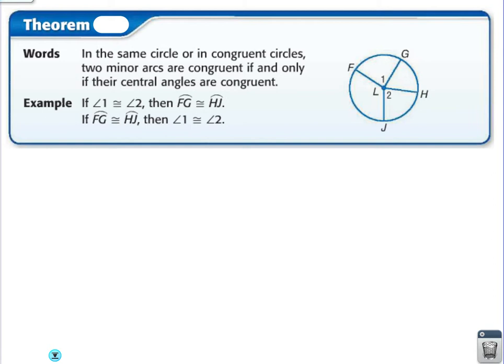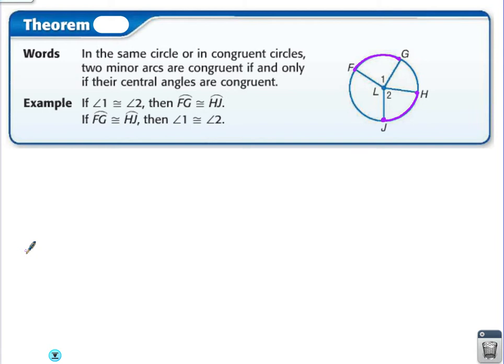In the same circle or in congruent circles, two minor arcs are congruent. Let's stop there. Don't even try to read the rest of it. Just tell me. The only way that arc FG could be congruent to arc JH there is if what's true? Angle 1 must be what?